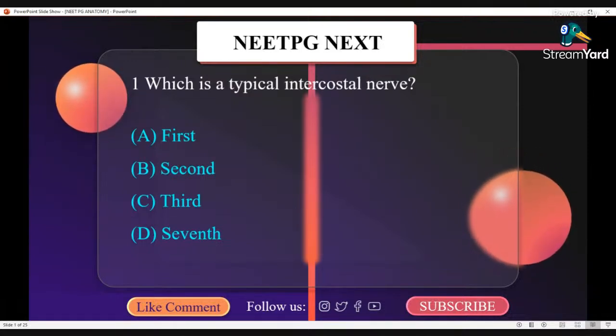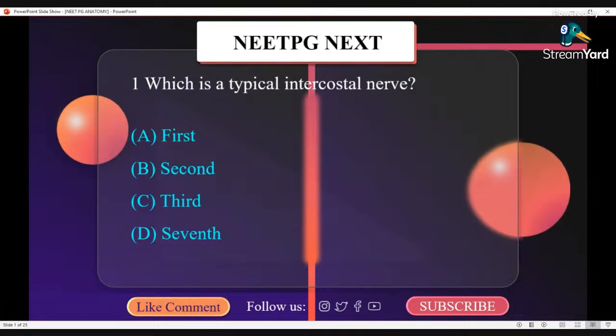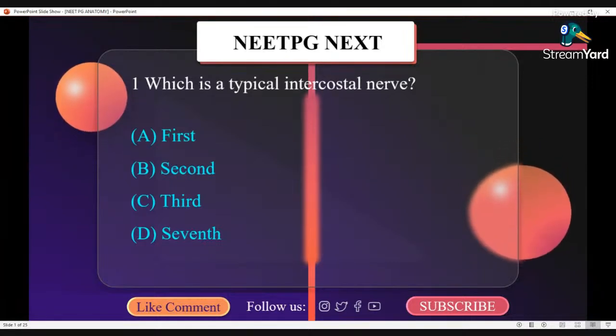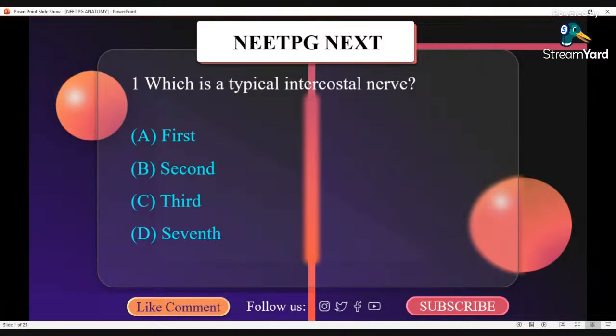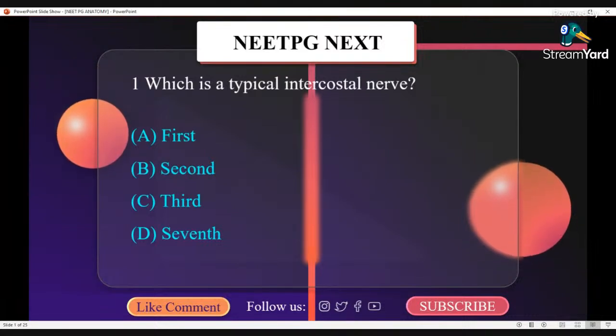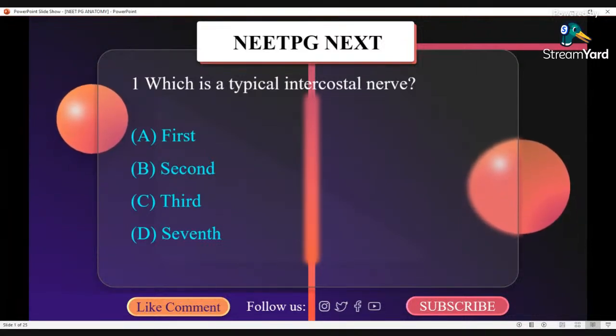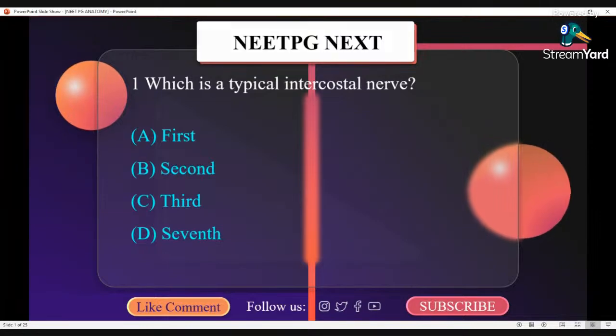Third, fourth, fifth, and sixth intercostal nerves are typical intercostal nerves. So the correct option here is C. Third.